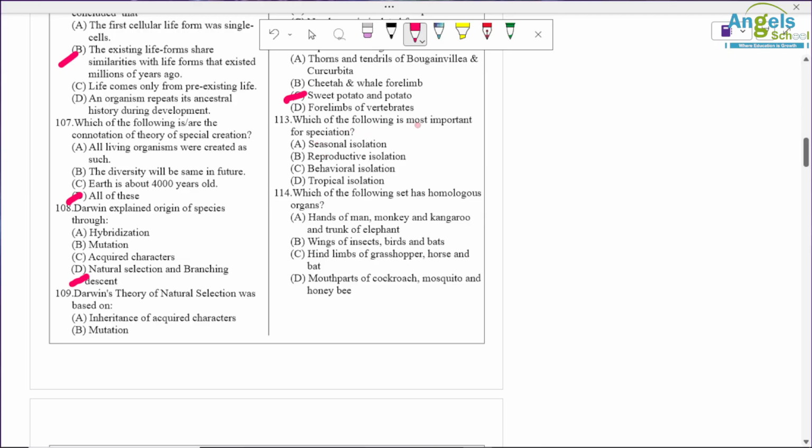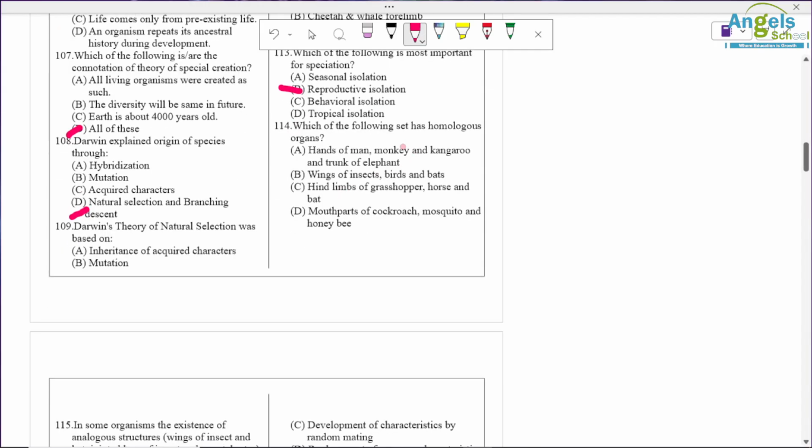Which one of the following is most important for speciation? Reproductive isolation is the main point for speciation. Which of the following sets has homologous organs? The mouth parts of cockroach, mosquito and honeybee are examples of homologous organs.